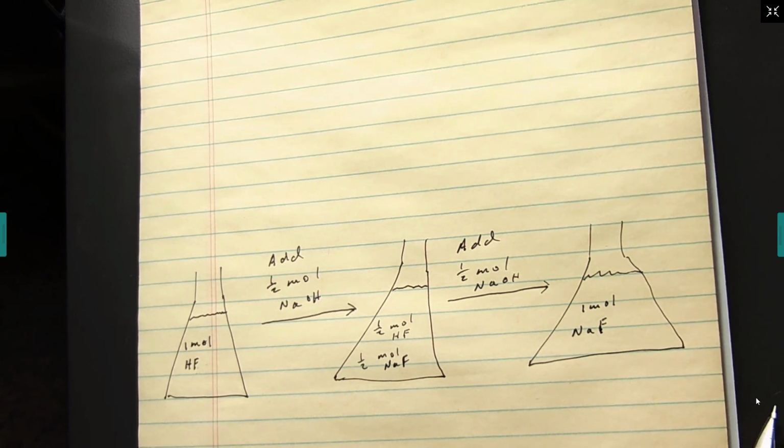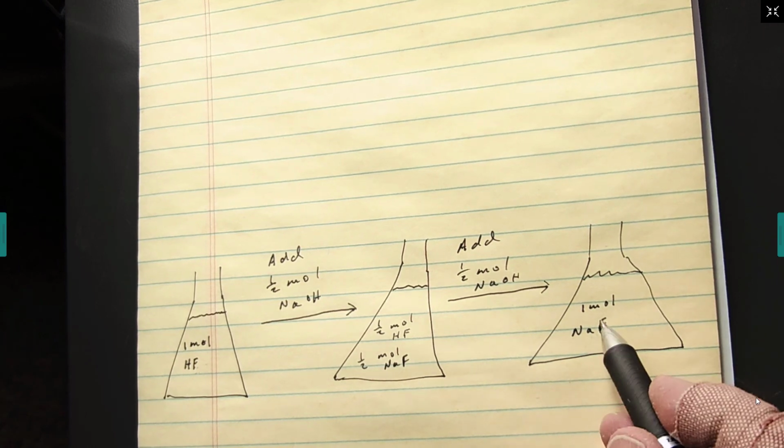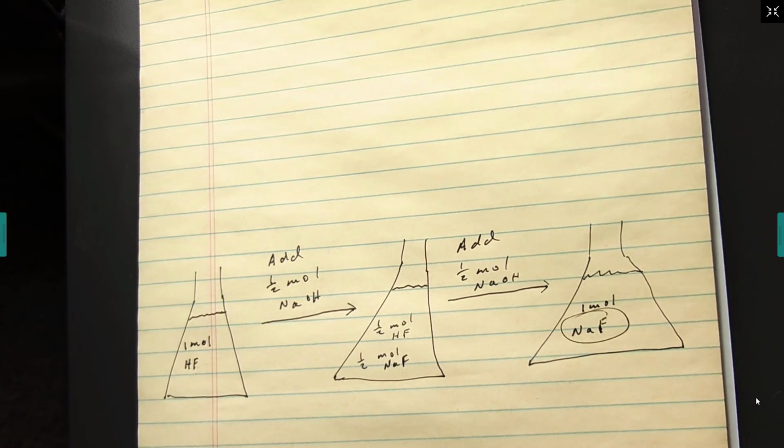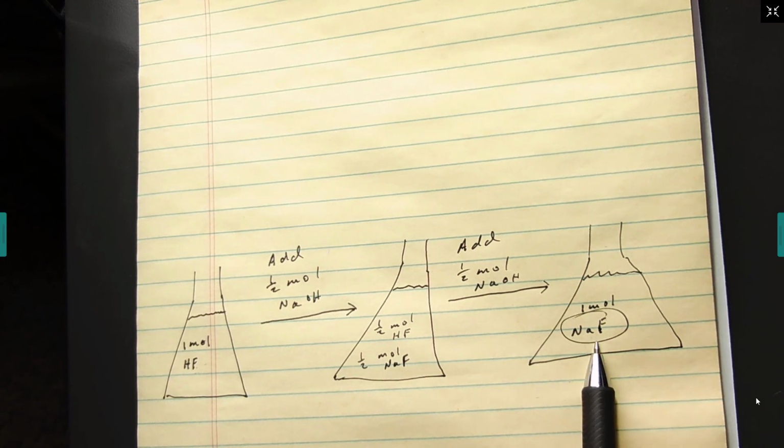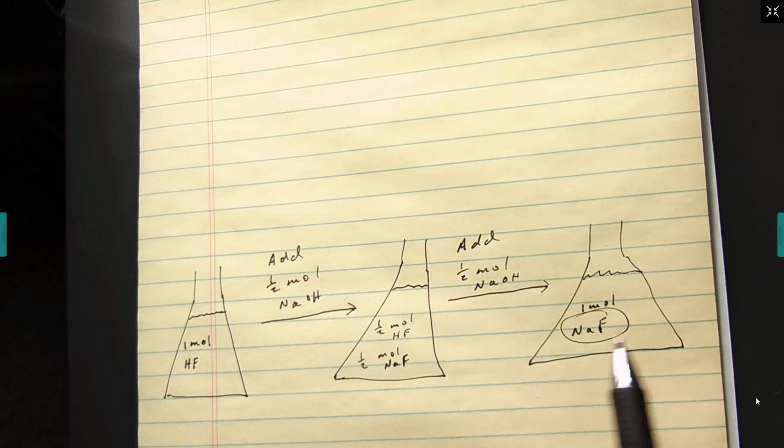Does that mean the pH is 7? No. Now I've got a solution of a basic salt. The pH is going to be above 7. It's probably going to be closer to 9, 10, something like that. Because again, it is a basic salt.